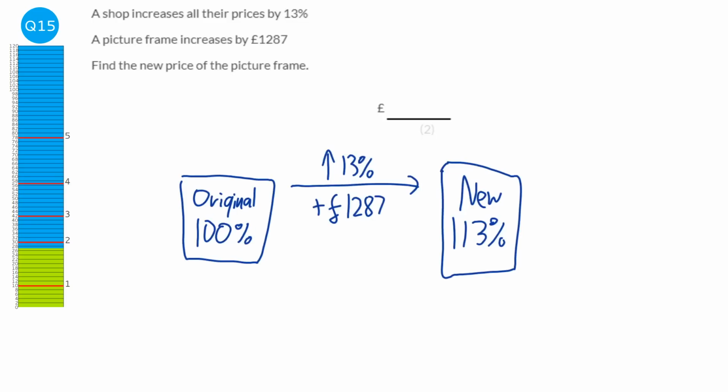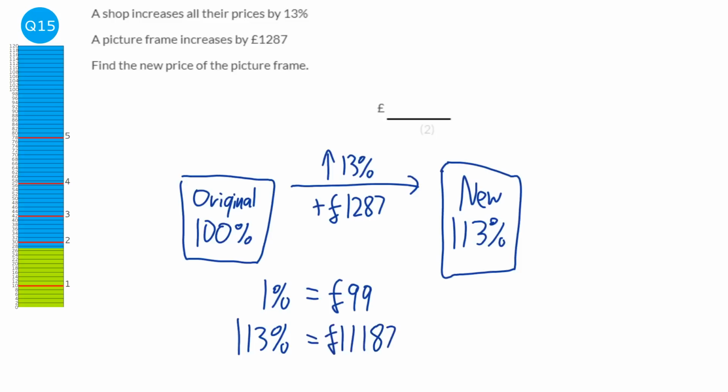So what we're going to do is work out what 1% of the price is. Instead of 13%, we're going to work out what 1% is. And we're going to do that by dividing the amount by 13, and we get 99. So 1% of the original represents £99. But the new amount is 113%. So we need to times the £99 by 113, which gives us £11,187. So the picture is now worth £11,187.